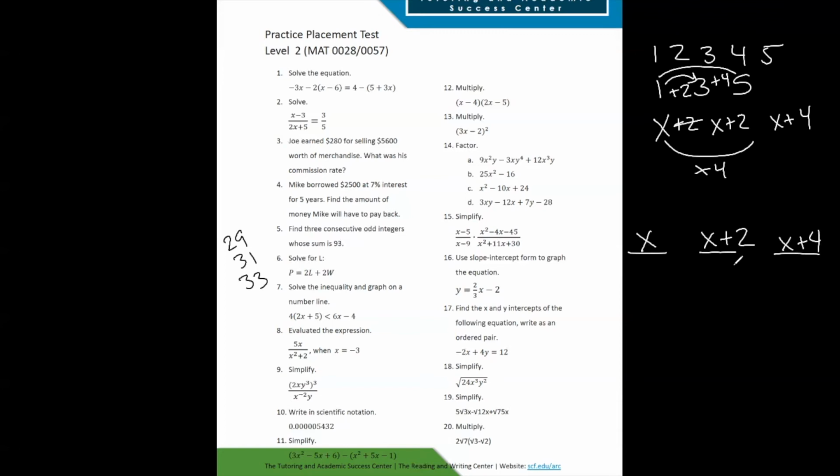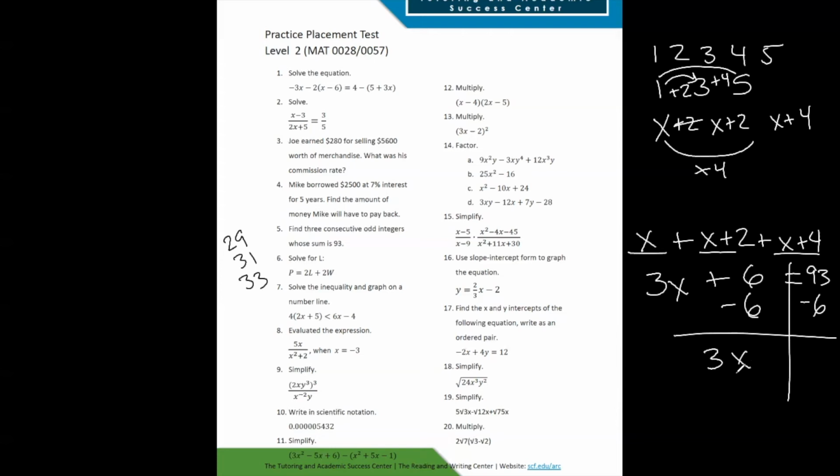In order to make sure that the sum equals 93, we're going to add all of these together and set it equal to 93. I'm going to solve for x, and to do that, I'm going to combine all of my x terms. So x plus x plus x equals 3x, and then 2 plus 4 equals 6. Now I'm going to solve for x. I'm going to subtract 6 from both sides, and I'll get 3x equals 87. And when I divide both sides by 3, I'm going to get x equals 29.